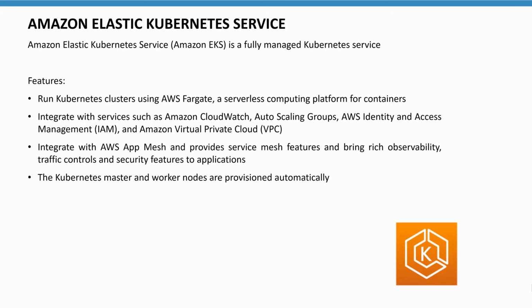Amazon EKS, master managed by Amazon, worker node managed by the customer. It can integrate with Amazon services such as CloudWatch, auto-scaling groups, IAM, and VPC. Amazon also provides a serverless computing platform on Kubernetes called AWS Fargate. It provides service mesh, and the master and worker nodes at Amazon EKS are provisioned automatically.